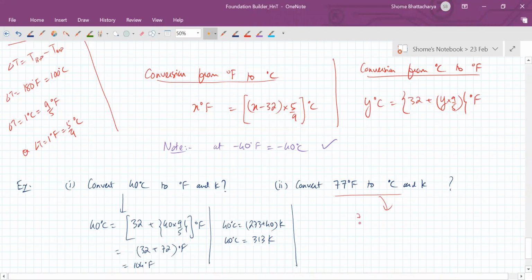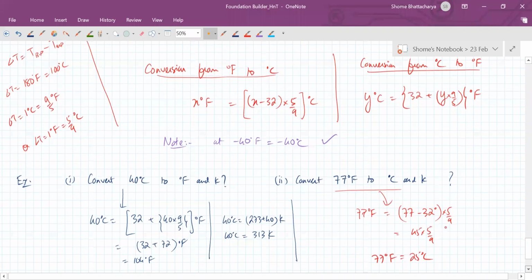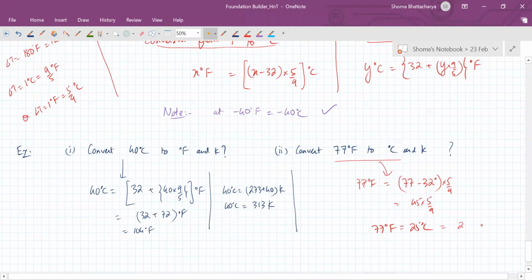So 77 degrees Fahrenheit will be equal to 77 minus 32 into 5 by 9. So that will be 25 degrees C. So 77 degrees Fahrenheit is 25 degrees C. So that will also become equal to 25 plus 273, or 298 Kelvin.